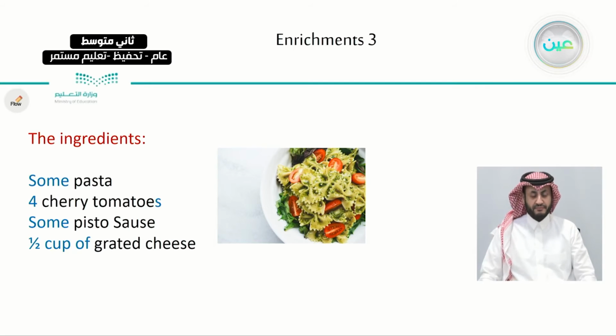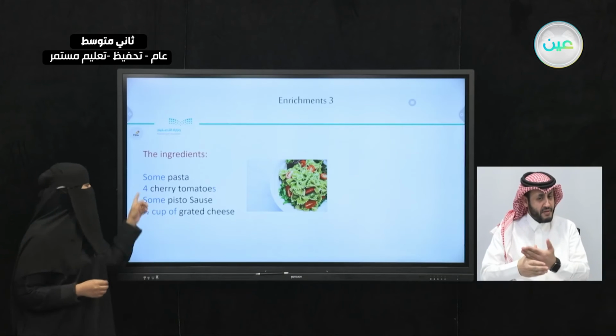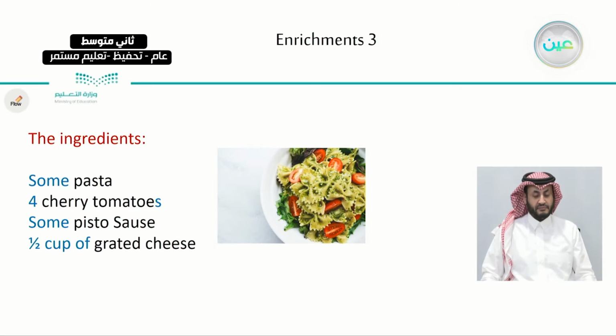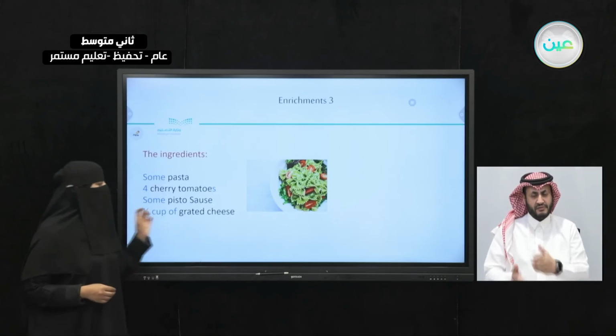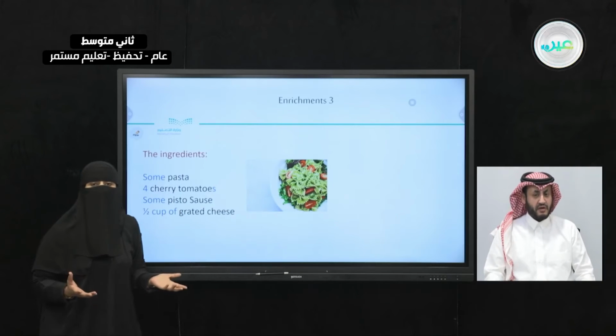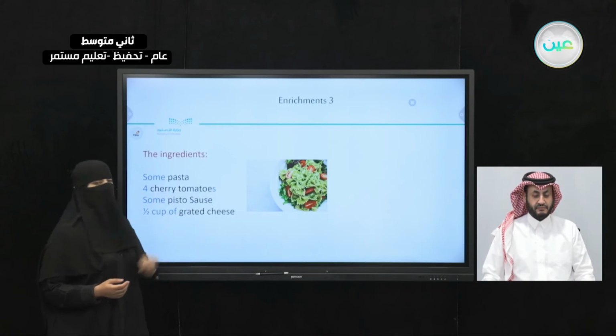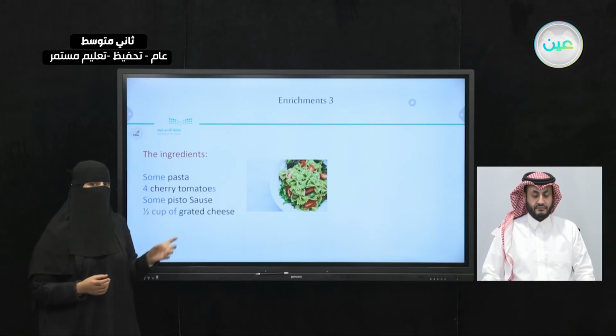You will need some pasta. Here we have the word some. So you can decide how much pasta do you want. Some pasta. Here we have 4 cherry tomatoes. Can you see the cherry tomatoes in the dish? So these cherry tomatoes are cut in half or quarters. So how many cherry tomatoes do you need? 4 cherry tomatoes. So here is the quantity.